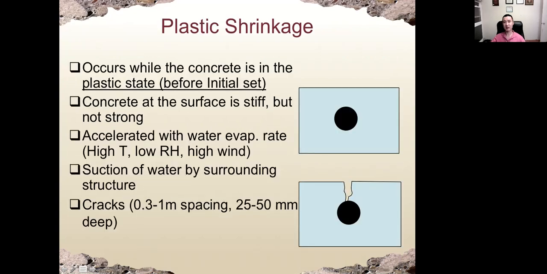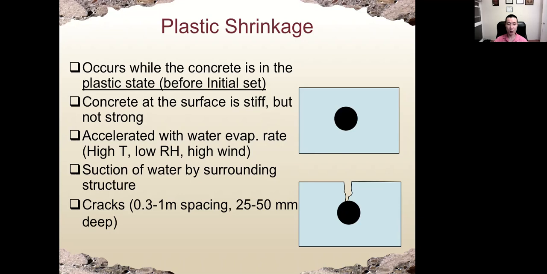Let's look at plastic shrinkage first. Again, it occurs while the concrete is still in the plastic state, before initial set time. For normal concrete, the initial set time is around 2 to 3 hours, so a very early stage. During that time, the surface of the concrete becomes stiff, but it's not very strong.